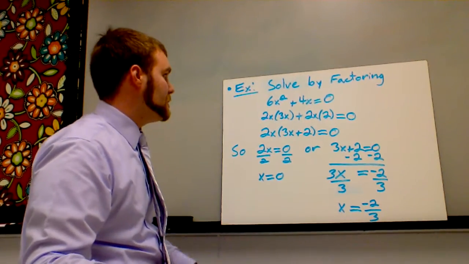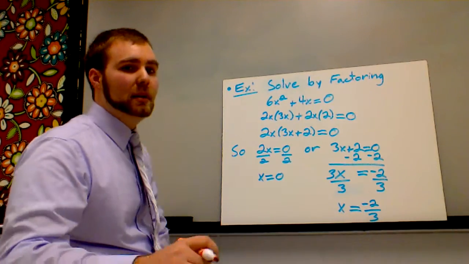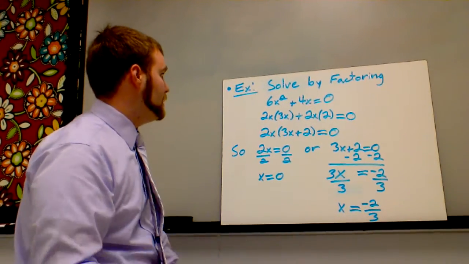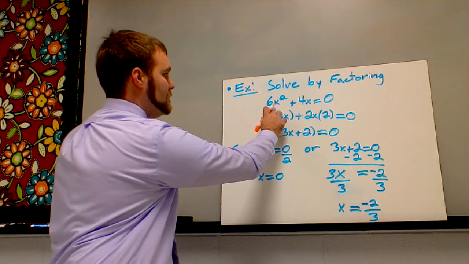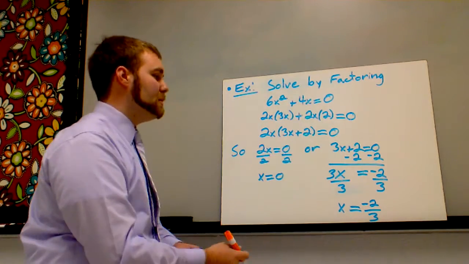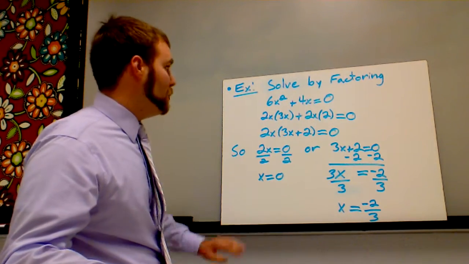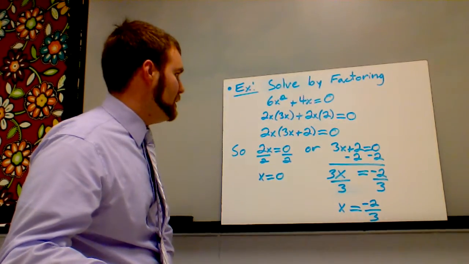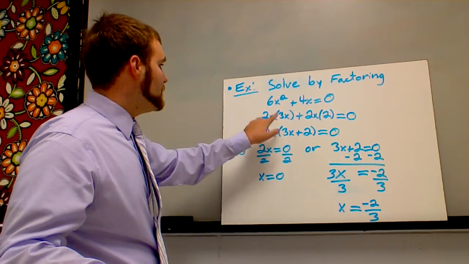In this equation, we're solving by factoring, but the way we're going to factor is different. My equation in this case is just 6x squared plus 4x equals 0, and I'm trying to find where this equation equals 0. So let's look at this first.